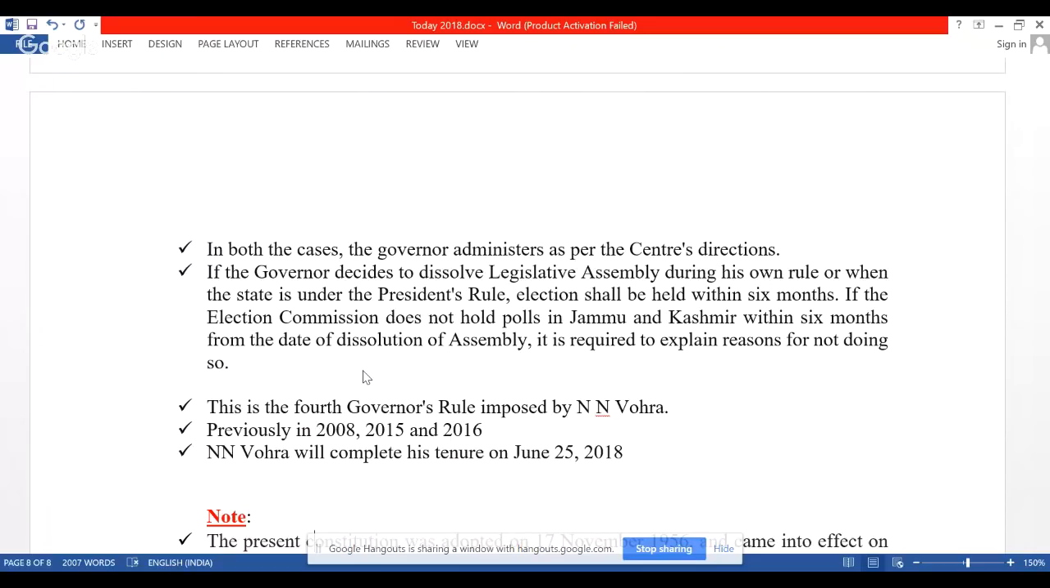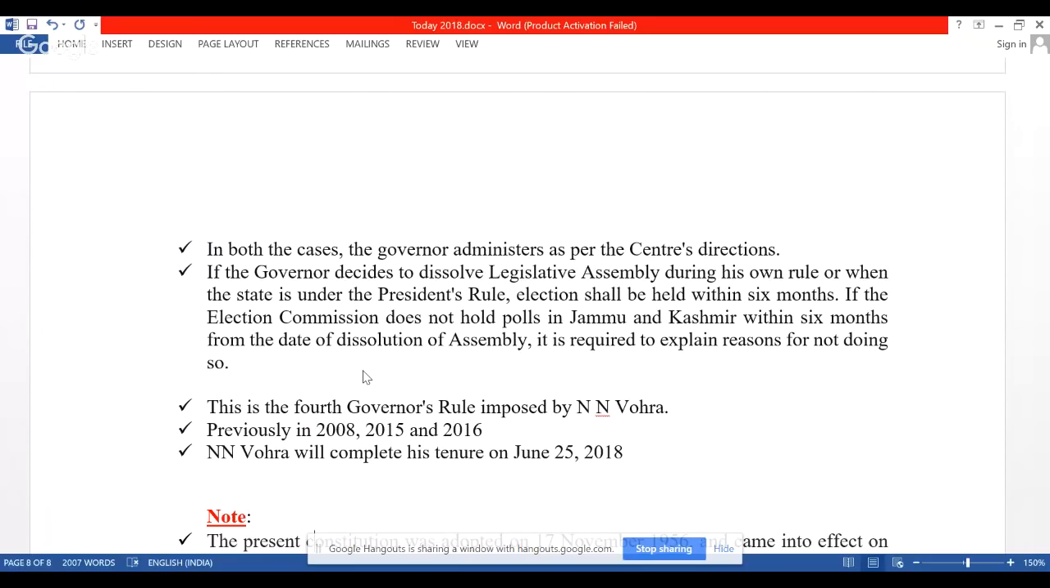If the election commission does not hold polls in Jammu and Kashmir within 6 months from the date of dissolution of the assembly, it is required to explain reasons for not doing so. The meaning is simple. Elections are conducted by the election commission. If the house is dissolved, the election commission gets into the picture and it will conduct the elections. If for any reason it fails to conduct the elections, the election commission has to give an explanation, and based on that explanation, the president's rule is extended.